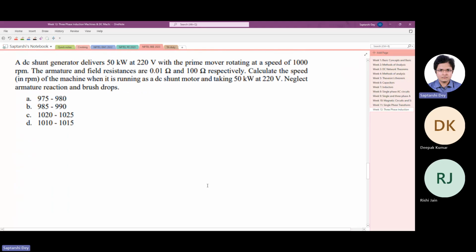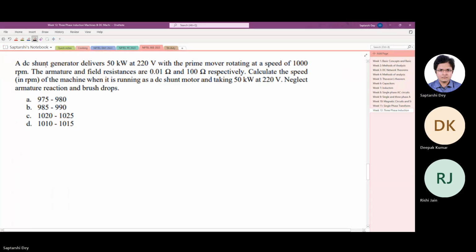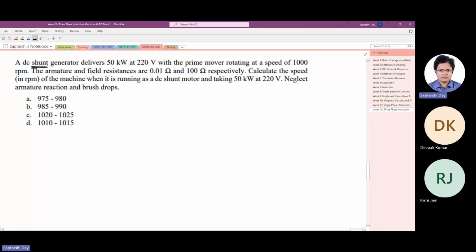This question is about a DC shunt generator. Shunt means parallel, okay? So DC shunt generator means the armature circuit and the field circuit, they're parallel to each other, okay?